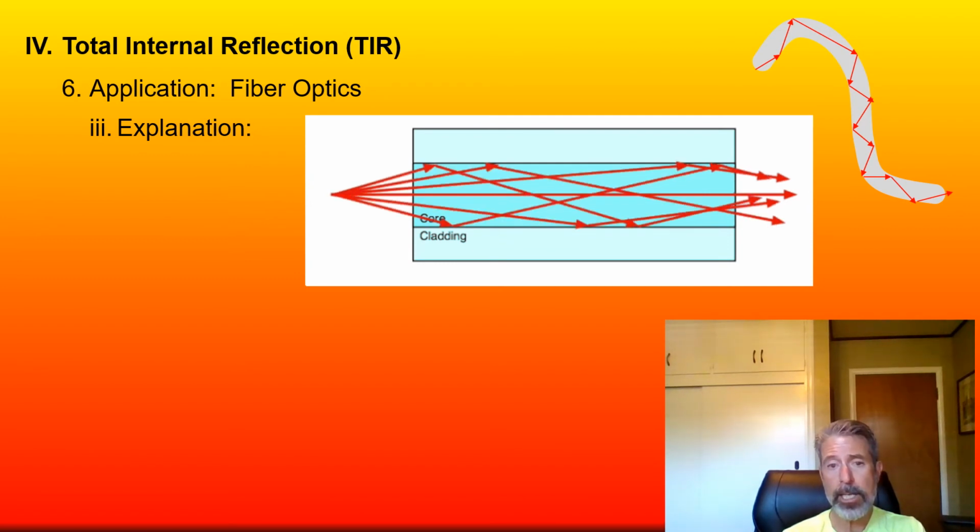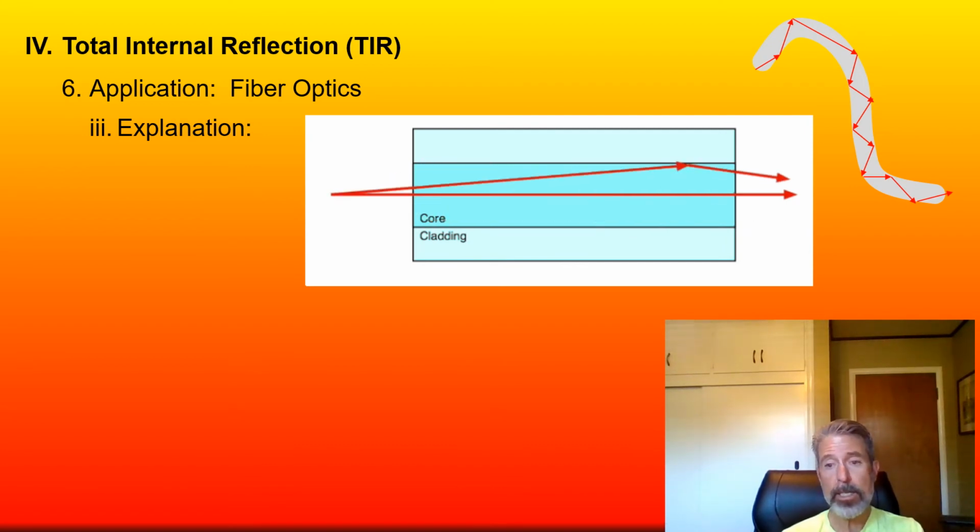And you see here in this simulation that all those incident rays meet this criterion of having the incident angle greater than the critical angle, in which case the ray is totally internally reflected. Not only do these rays travel down the medium from one side to the other, but there is virtually no energy loss. There is no energy escaping the medium. So it becomes a very efficient means of transporting energy.